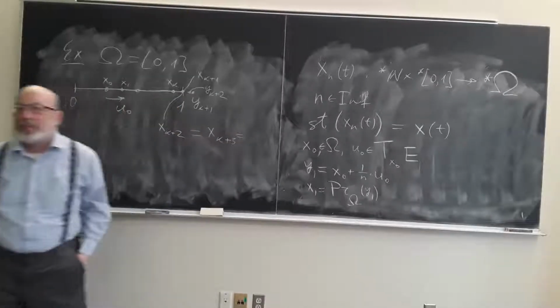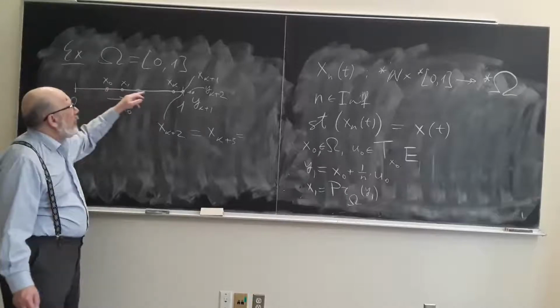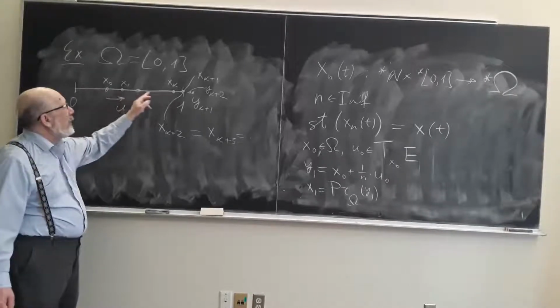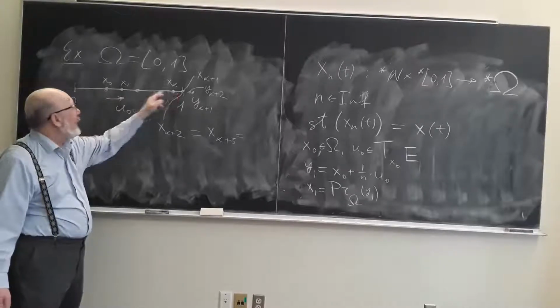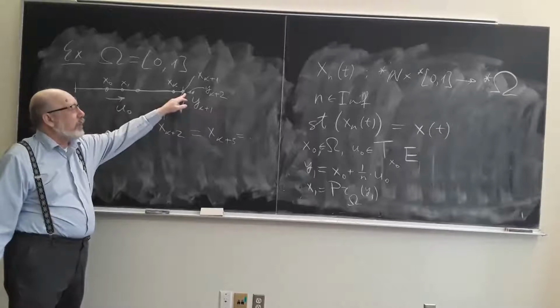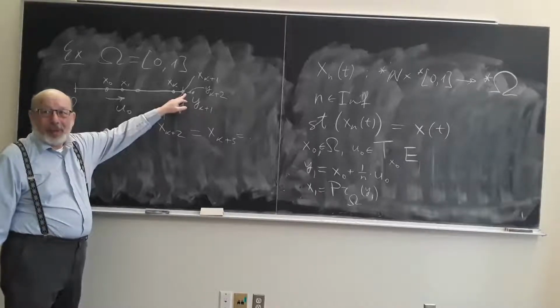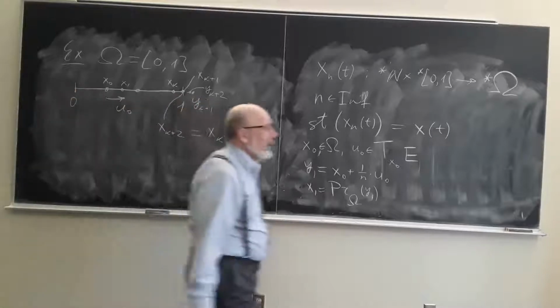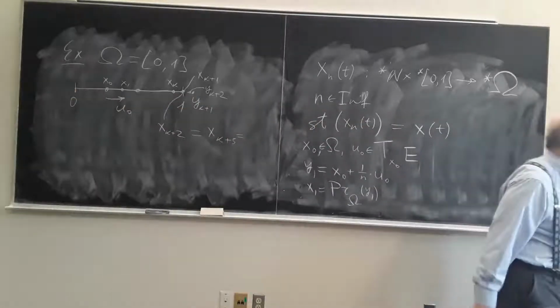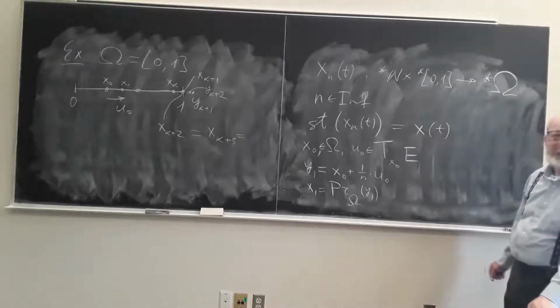So our discrete approximation shows that the particle moves with constant speed along this segment until it reaches the point 1. And at that point it stops. So this definition implies that there is no bouncing.